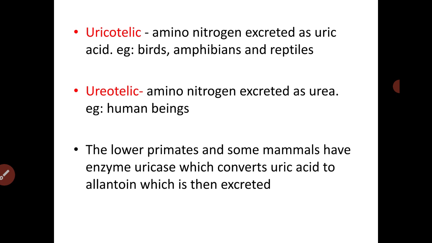This is because uric acid is sparingly soluble in water and requires less water for its excretion, whereas urea requires more water for excretion. This prevents the birds from the need to carry heavy loads of water, thereby making them easy to fly. The lower primates and some mammals have the enzyme uricase, which converts uric acid into allantoin. Allantoin is then excreted.